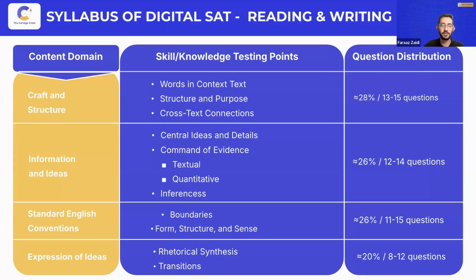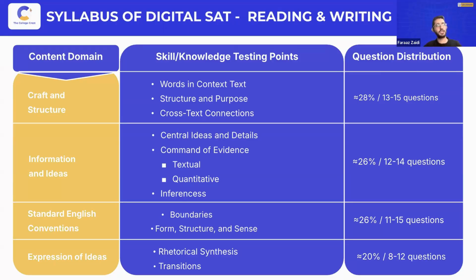The third part is standard English conventions. This section evaluates your grammar and mechanics, testing your ability to write clearly and correctly. Lastly, expression of ideas. Again, you could expect 8 to 12 questions, 20% of the overall section. This domain will test your ability to improve the clarity, effectiveness, and organization of writing. This section requires logical thinking and skill in analyzing writing for clarity and efficiency.